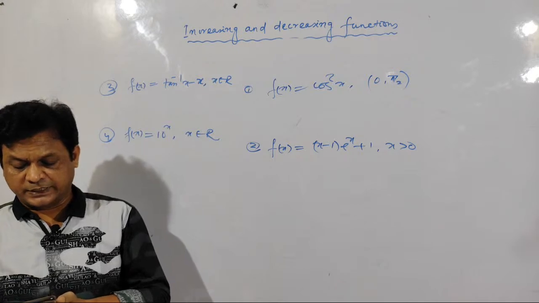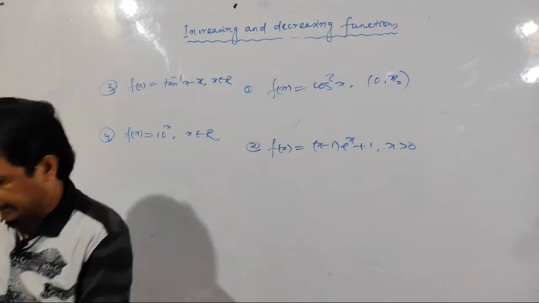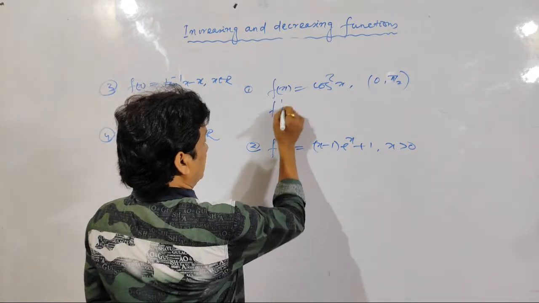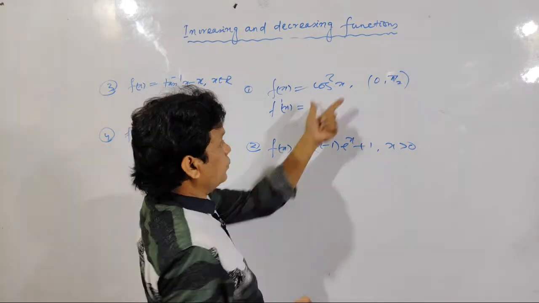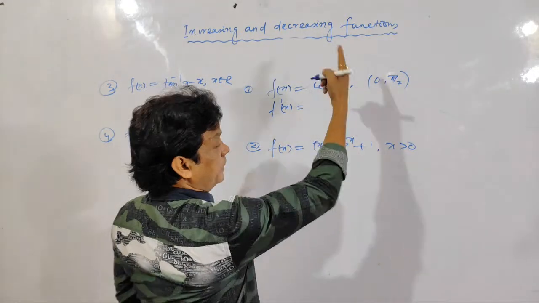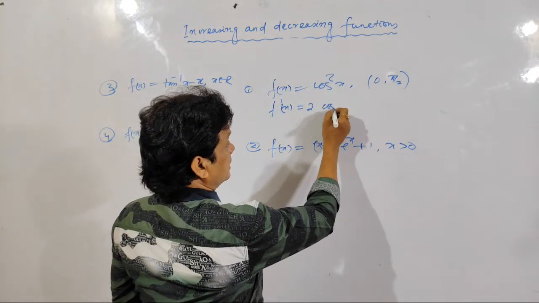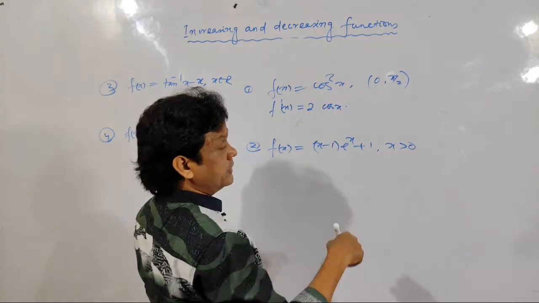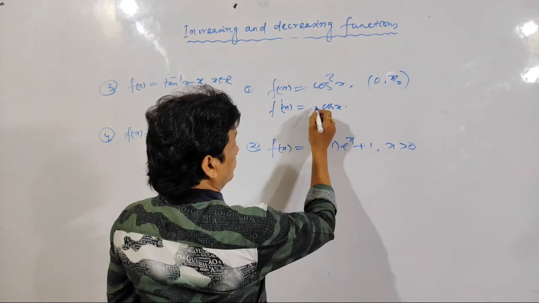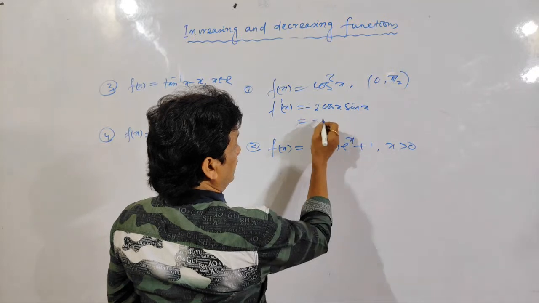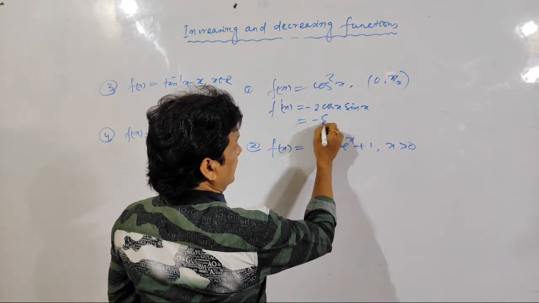All of you are saying that the first one is decreasing. So let us check whether the first one is decreasing or increasing. So what is f dash x? Cos square x, derivative is cos x to the power 2, so 2 cos x into derivative of cos x, which is minus sin x. So it is minus 2 cos x sin x, which is sin 2x.